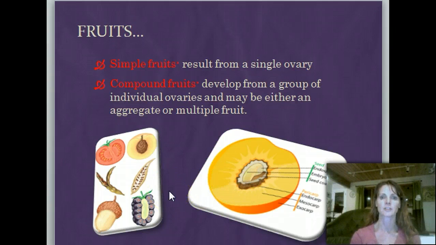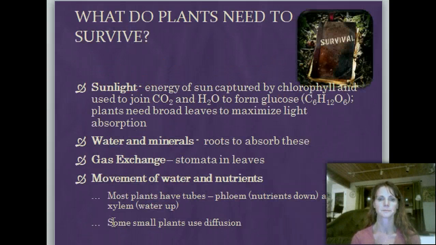Compound fruits develop from a group of individual ovaries and may be either an aggregate or a multiple fruit. So you have your raspberries, your tomatoes, your pea pods and different things like that as your compound fruit.